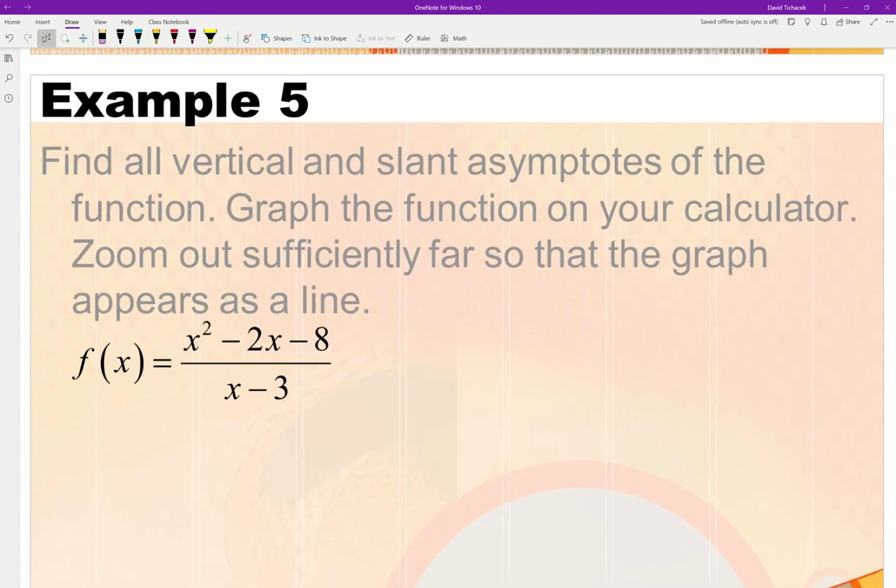So for example 5, it says find all vertical and slant asymptotes of the function. Graph the function on your calculator and then zoom out sufficiently so that the graph appears as a line, okay? For the sake of the video, I'm not going to worry about this set of the directions here. You guys can graph this function on your own in your TI-84. I feel like just that first part might need some demonstrating, right? So we need to find all the vertical and slant asymptotes of this function.